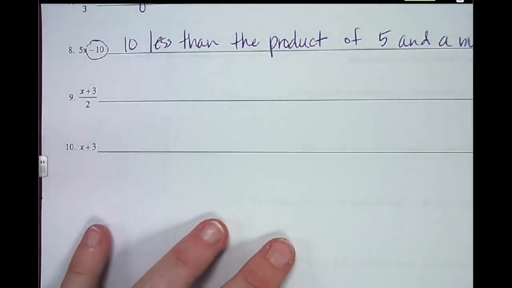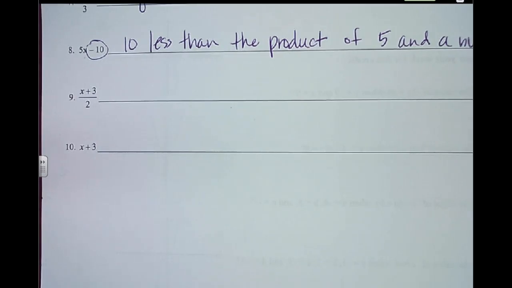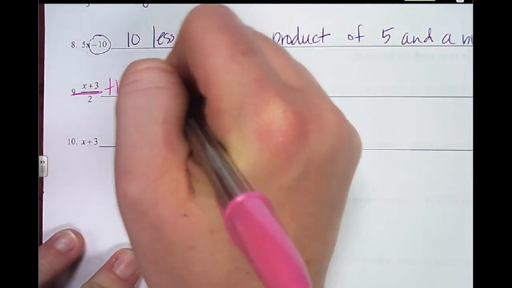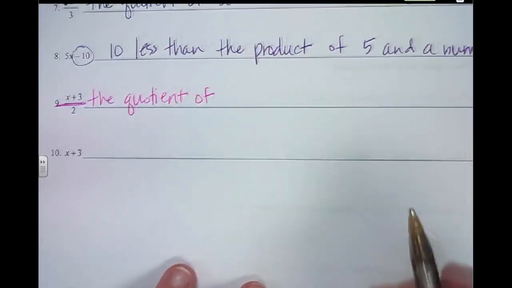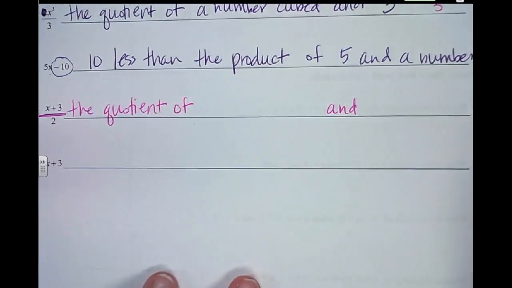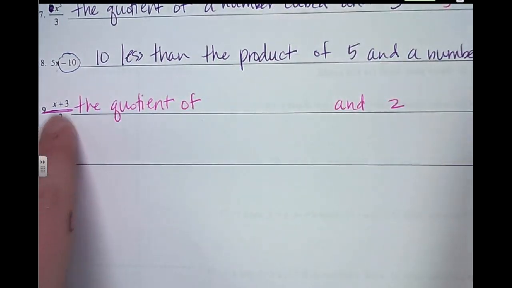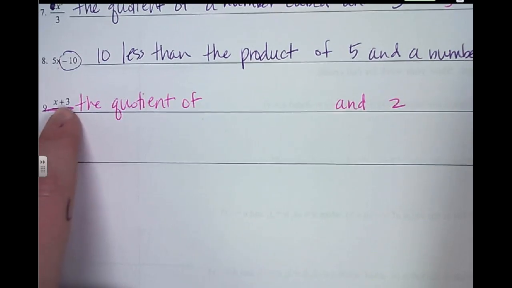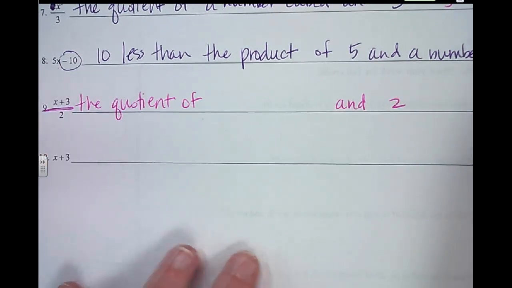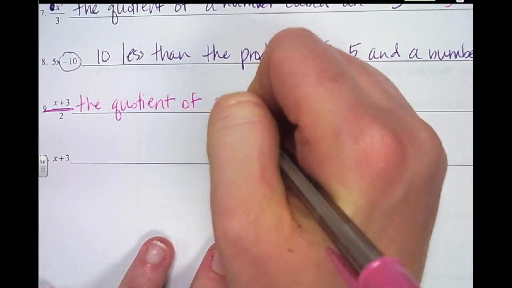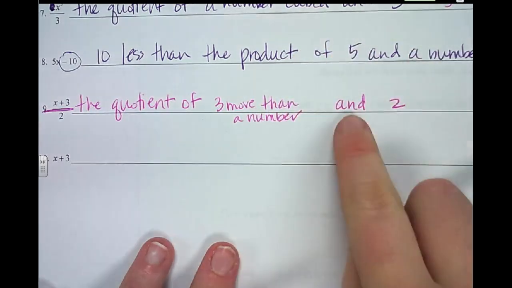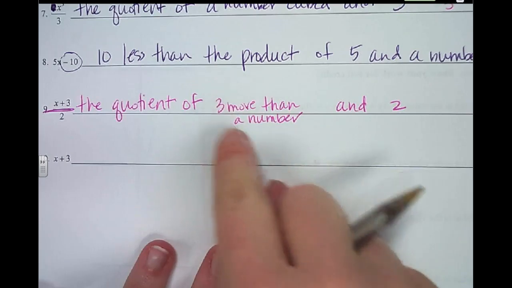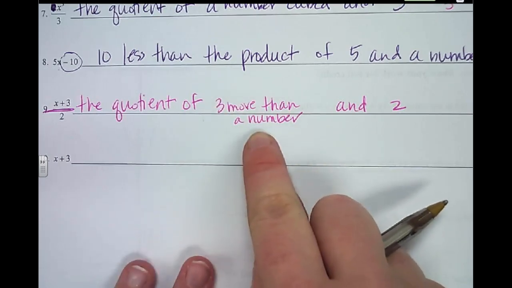Okay, number 9. We've got a lot happening here. The first thing I see is I am doing quotient, so I'm going to start out with that. The quotient of. Now, I'm doing the quotient of 2 things. I know the bottom is just a 2. The top, though, I have the sum of two numbers, or I have 3 more than a number. There's a lot of ways you can write that. I'm going to say the quotient of 3 more than a number and 2. So this is the top, 3 more than a number, or you could say the sum of a number and 3. Lots of ways to do that.